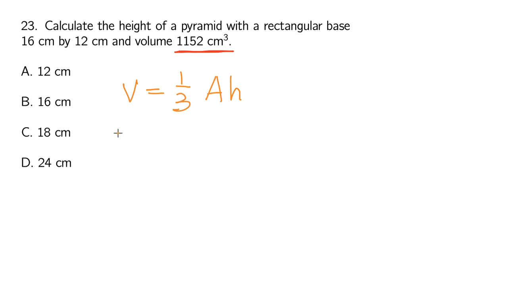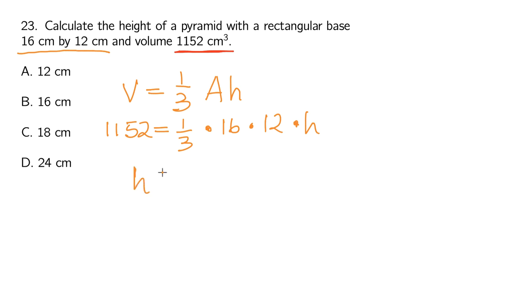The volume is 1152. And we have 1/3. The area of the base is this 16 centimeters by 12 centimeters. So we have 1/3 times 16 times 12, and then we have the h. Now solving this for h, we can use our calculator to do this, but let's see if we can do it by hand. 1152 times 3 over 16 times 12.